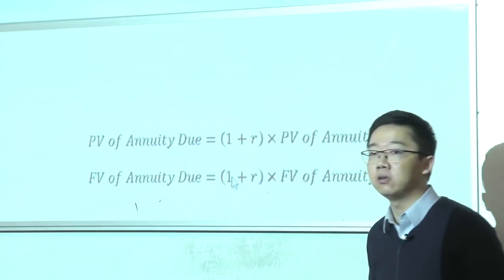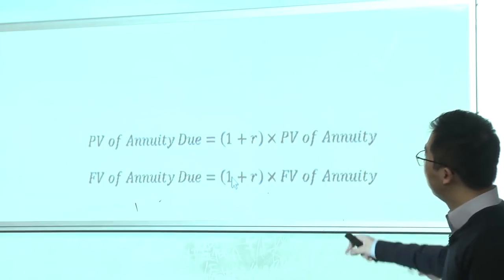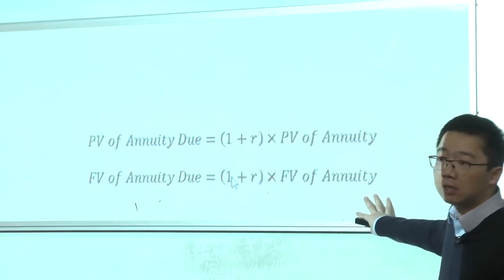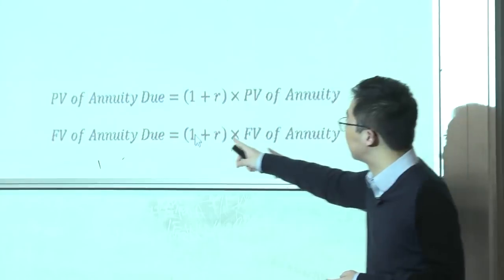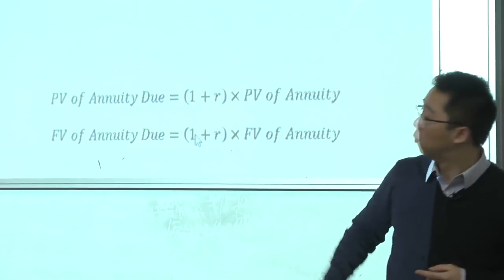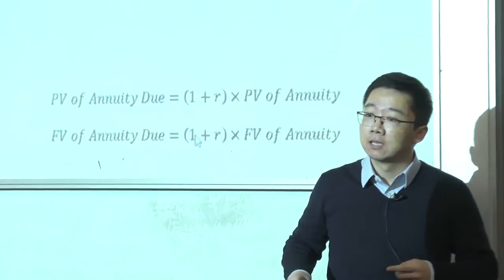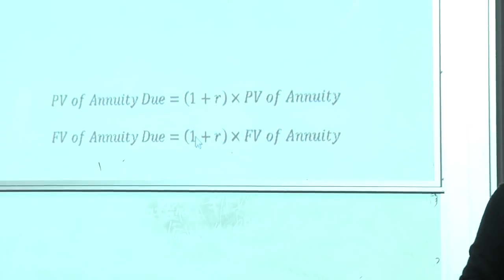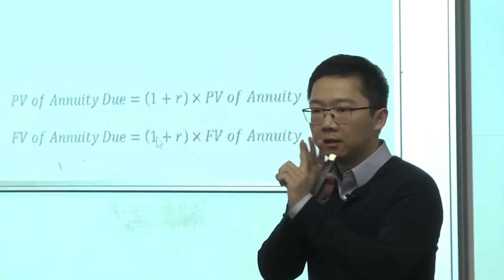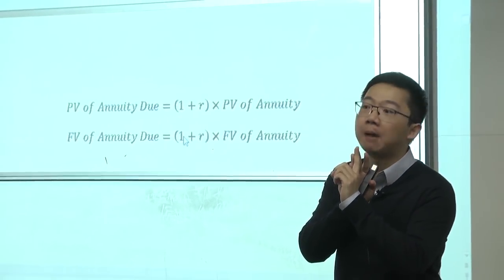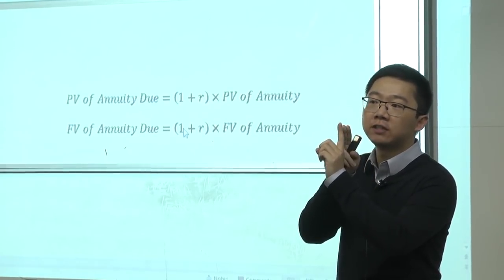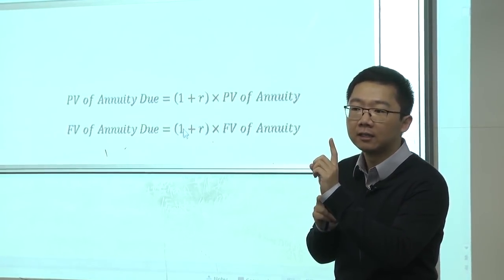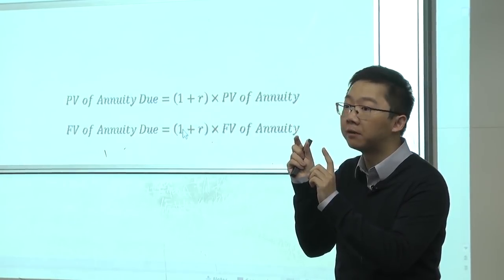And the present value of annuity due, if we know the present value of annuity, multiplied by 1 plus the interest rate, we get this present value or future value. Why is that? Say for each cash flow of an ordinary annuity, let's say just one cash flow that happens 1 year later, its present value is that cash flow divided by 1 plus R, right? It's discounted by 1 period.